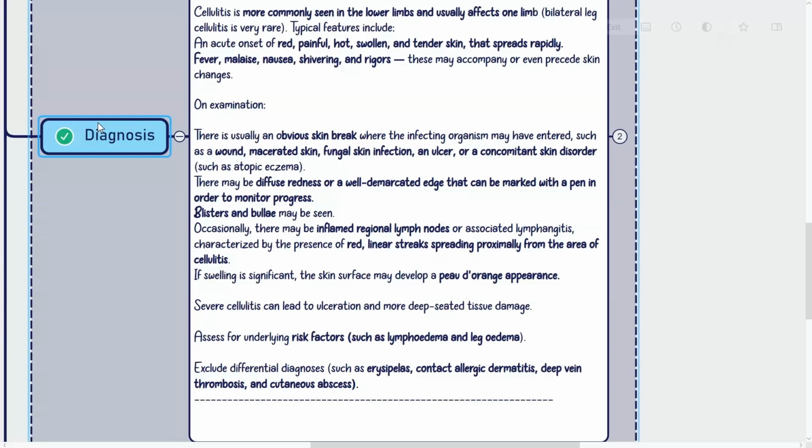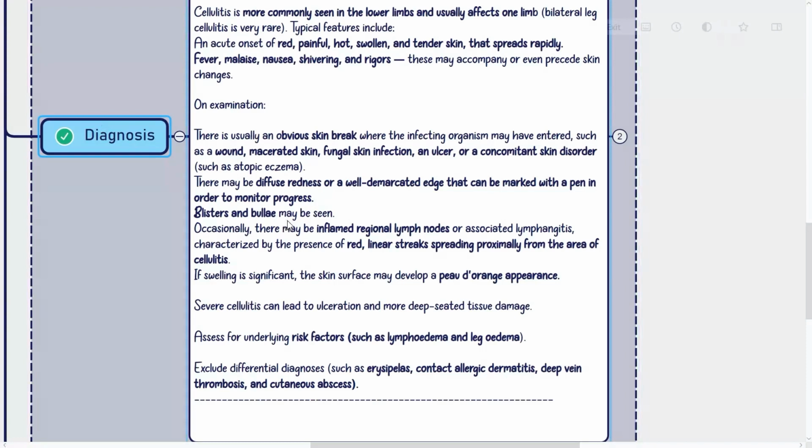On examination, there is usually an obvious skin break where the infecting organism may have entered, such as a wound, macerated skin, fungal skin infection, an ulcer, or a concomitant skin disorder, such as atopic eczema. There may be diffuse redness or a well-demarcated edge that can be marked with a pen in order to monitor progress. Blisters and bullae may be seen.